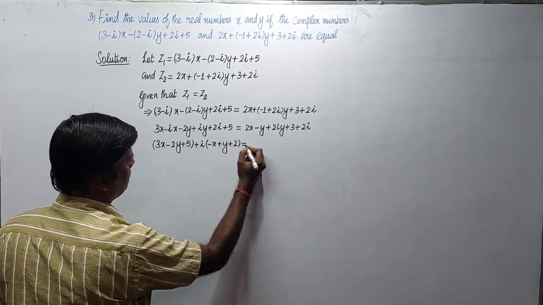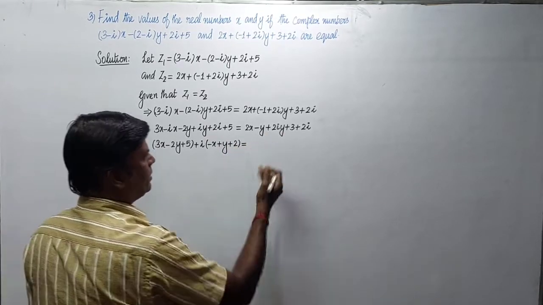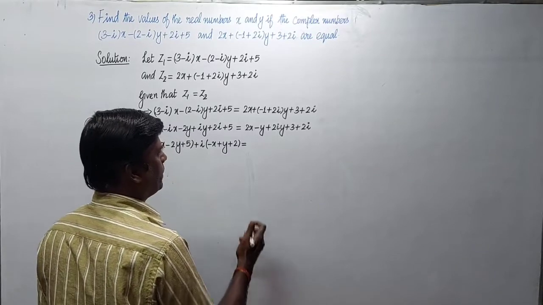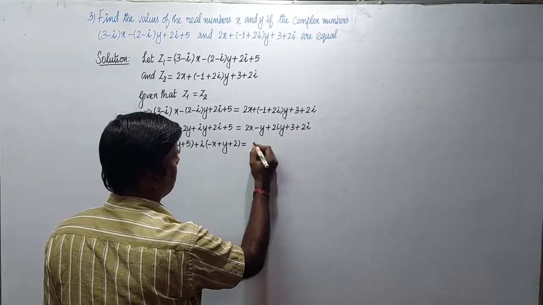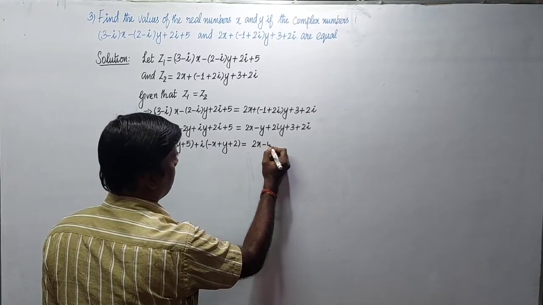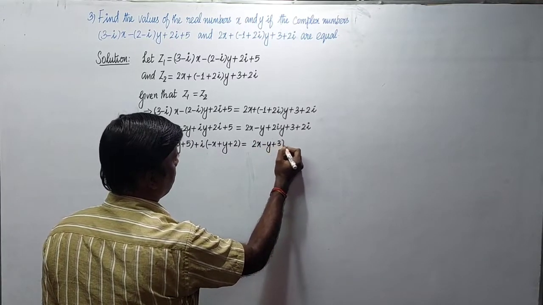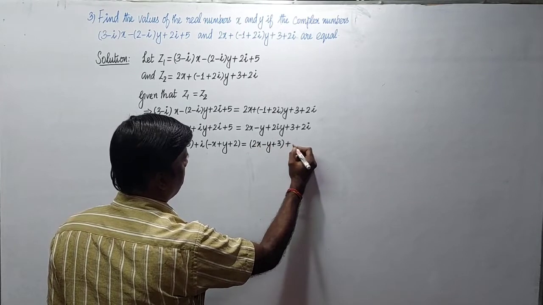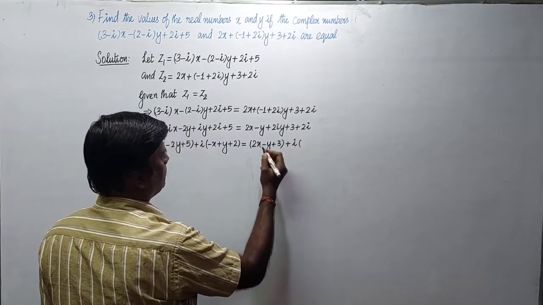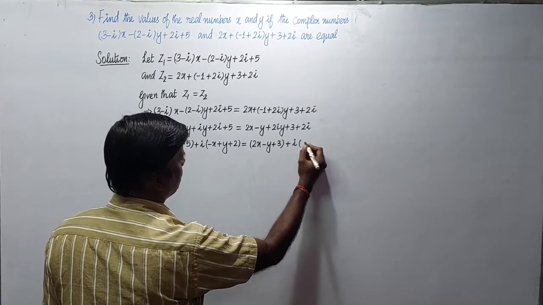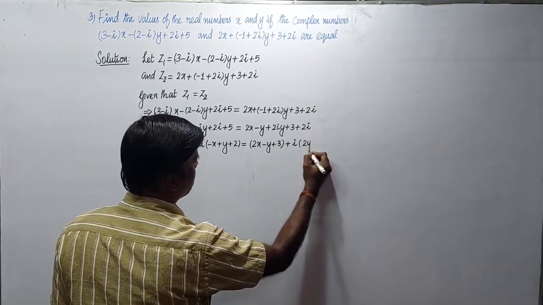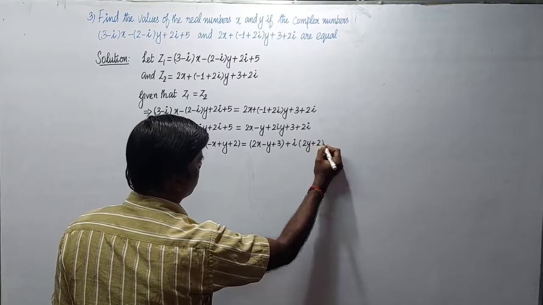Similarly in the right hand side, group the real parts separately. So 2x minus y plus 3. And group the imaginary parts separately. So 2iy, take i common, so we get 2y. From this we get 2.